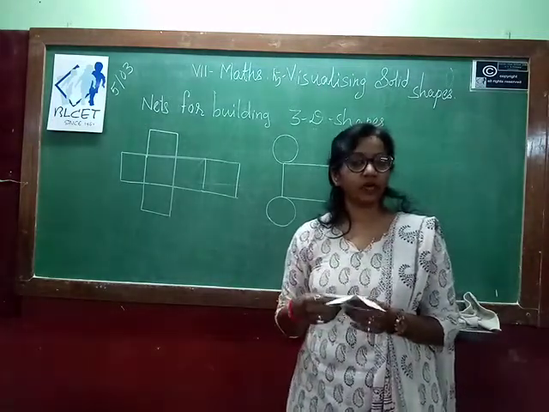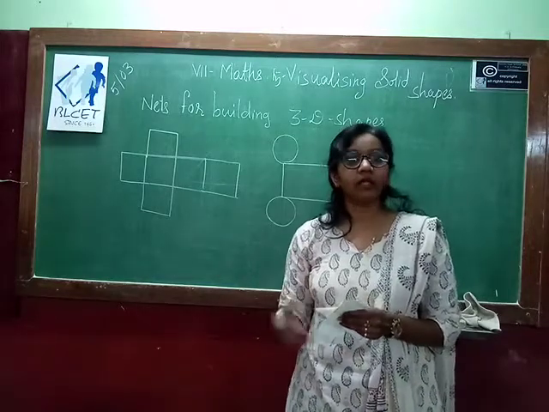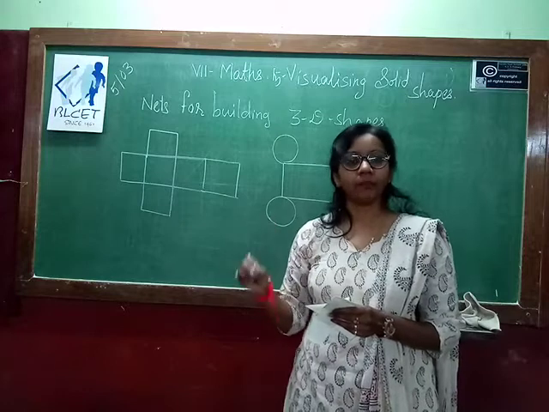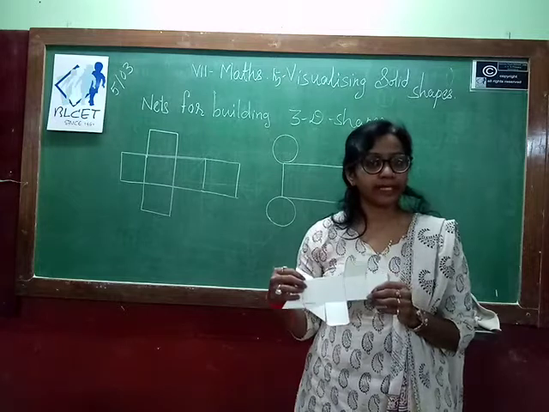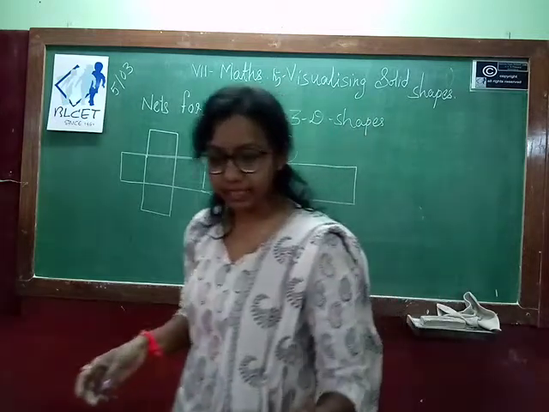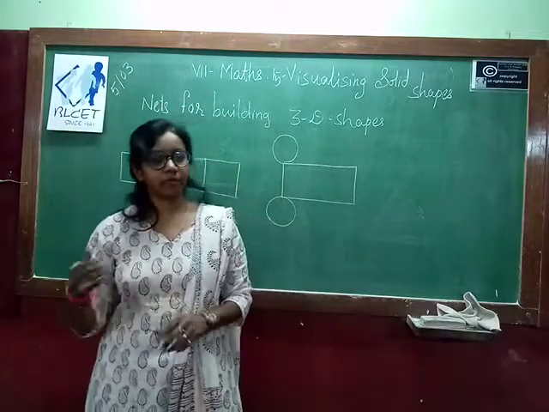You have been given a cone also. A cone you can also form with the help of a net. You have been given the cuboid. First of all, you have to draw the net on the paper, cut it out, and fold from the edges. You will get the 3-dimensional shape. So this is all about how you can form the 3D shape from the given nets.